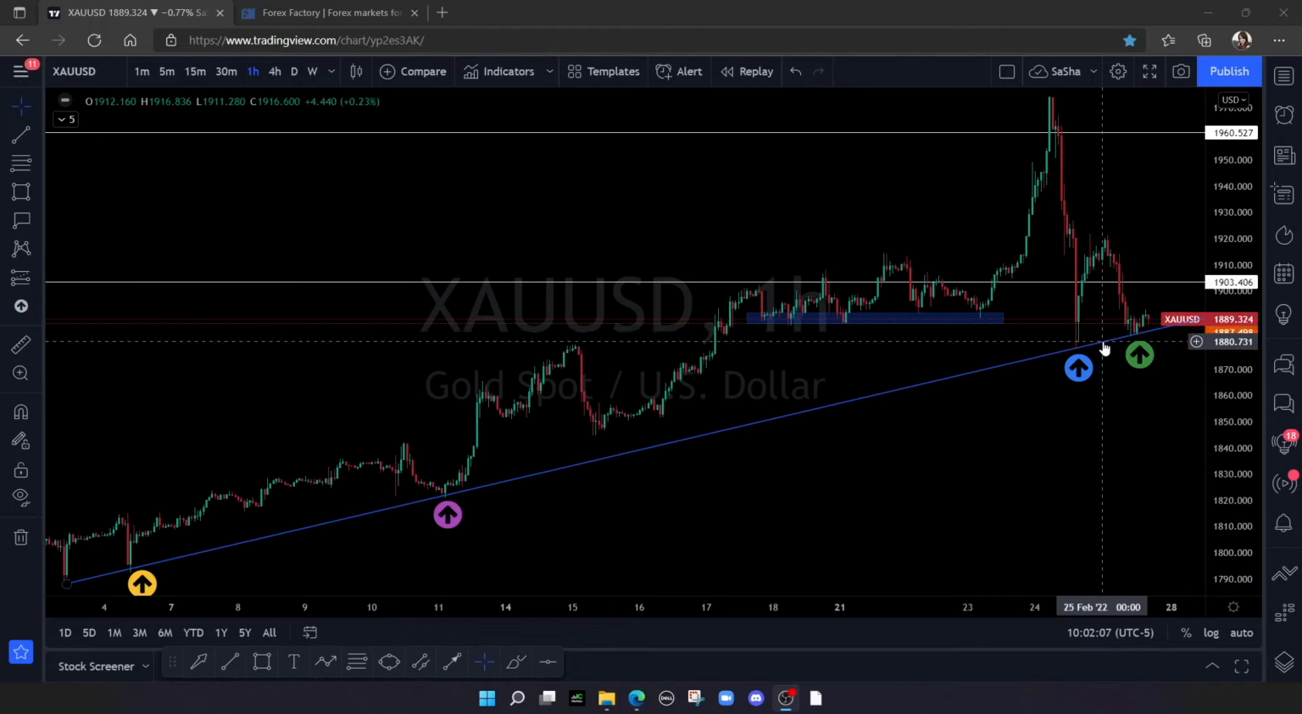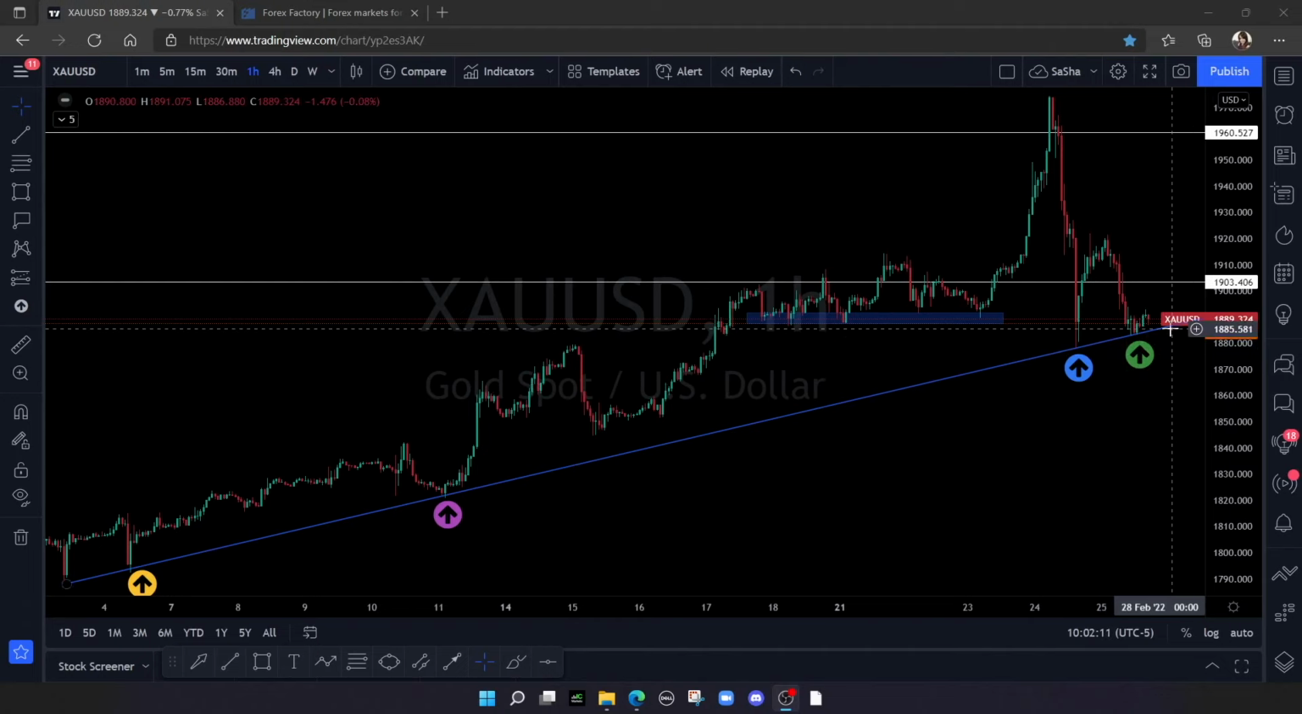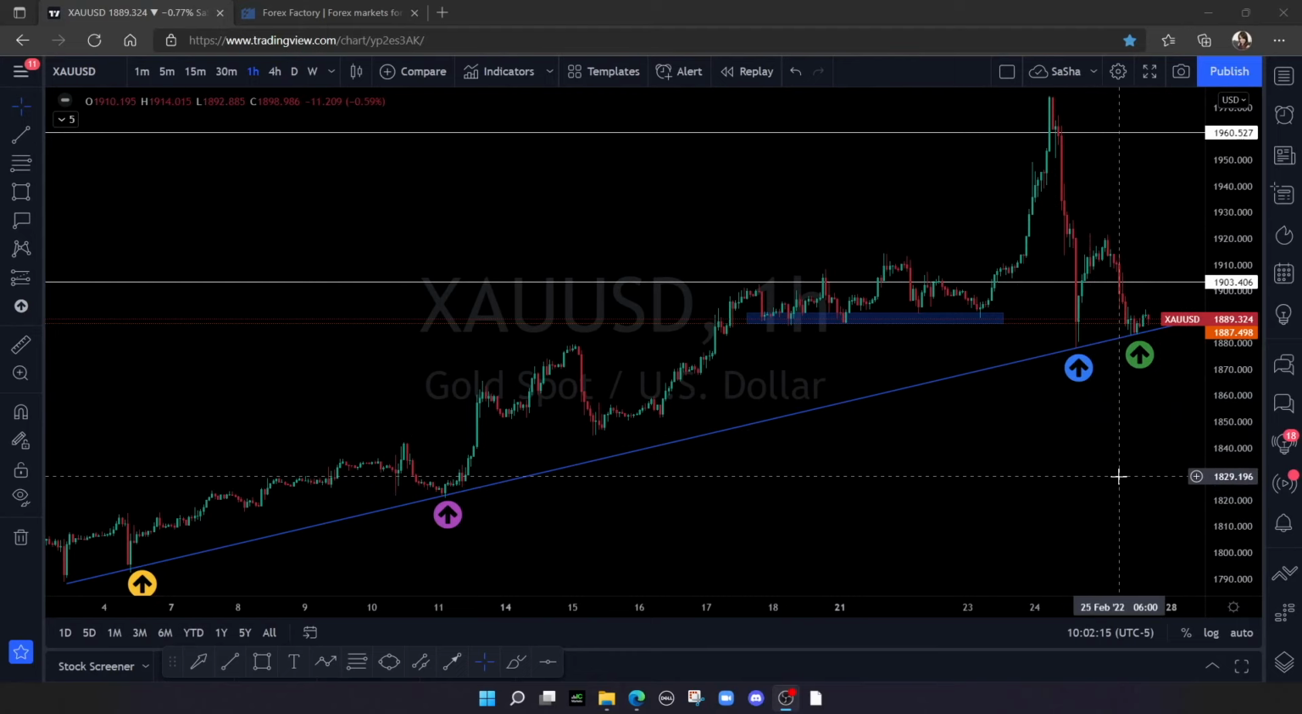If this support is broken, then you could be expecting gold to come down, and on the retest we can be looking for a sell setup, right, to the further lower fib levels.